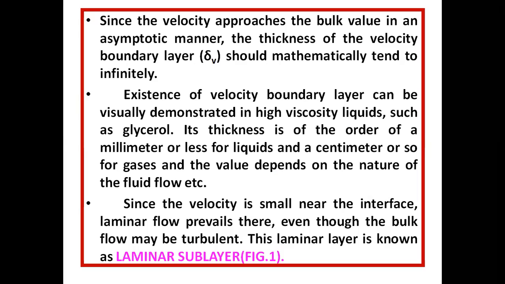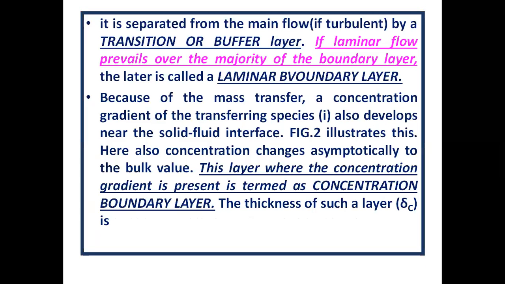Since the velocity is small near the interface, laminar flow prevails there, even though the bulk flow may be turbulent. This is known as the laminar sublayer. It is separated from the main flow, if that is turbulent, by a transition or buffer layer. If laminar flow prevails over the majority of the boundary layer, the latter is called a laminar boundary layer.